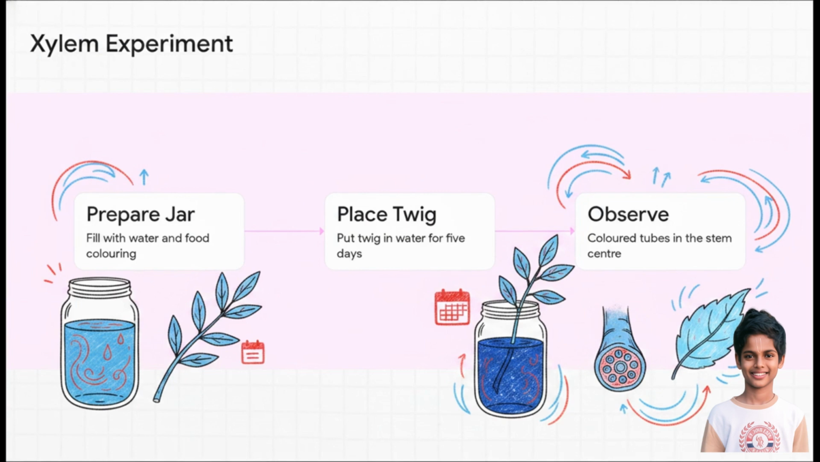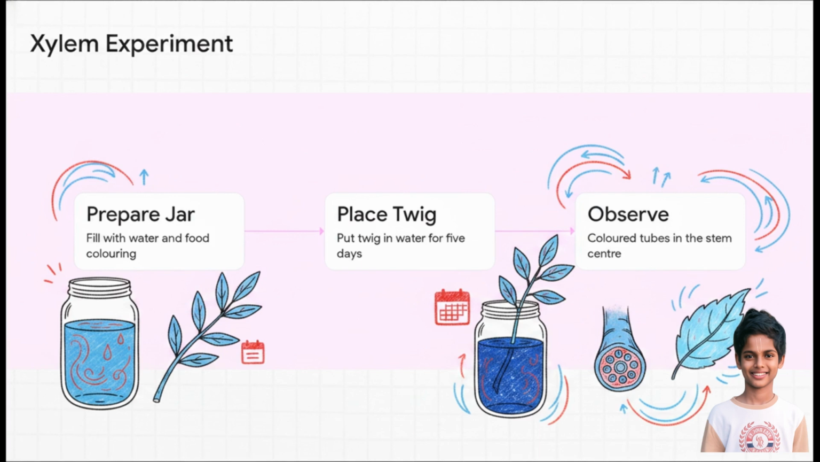With a super simple jam jar experiment. If you fill a jar 3/4 with water, drop in some red or blue food coloring, and pop a small plant twig in there for 5 days, well, it's like magic. You'll actually start seeing faint colored flecks appearing on the leaves.